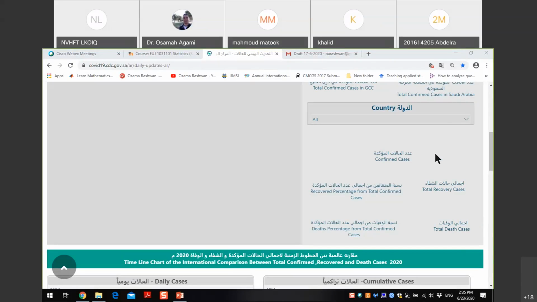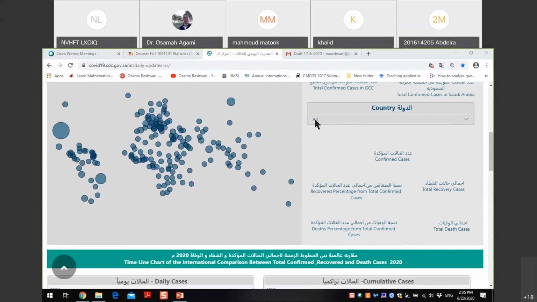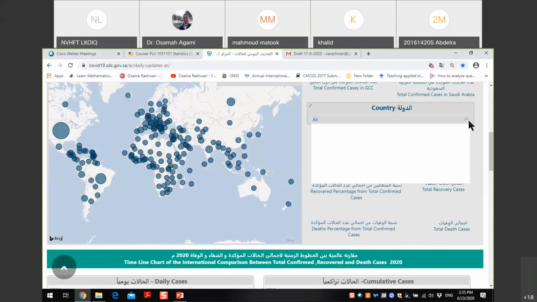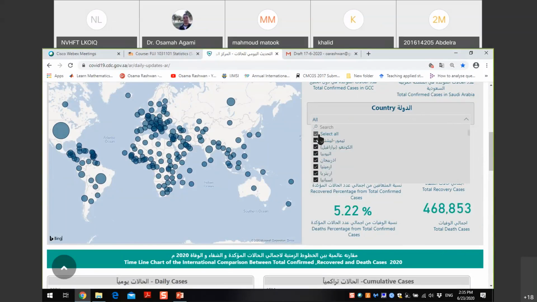This is COVID-19 data, daily data. It's accumulated. If you would like to have data for any country, you just press on this one. They give you all the countries, but I deselected all of them, and I'm looking for United Arab Emirates. So I'll go down here. Where is United Arab Emirates? Here it is. So I just take only United Arab Emirates.